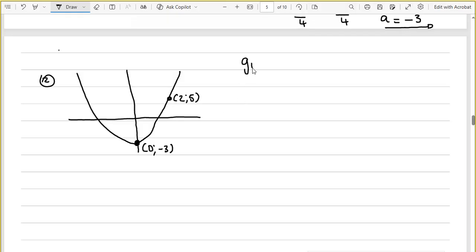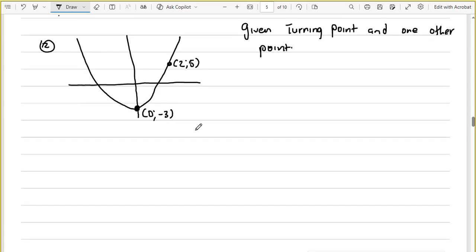You are given the turning point, and what? We are given the turning point and one other point. Okay. So now listen. First thing first, when you are given the turning point and one other point, you just write this equation down. Y is equal to a x squared, then you add q. Then what do we do first? We try and find A and Q.